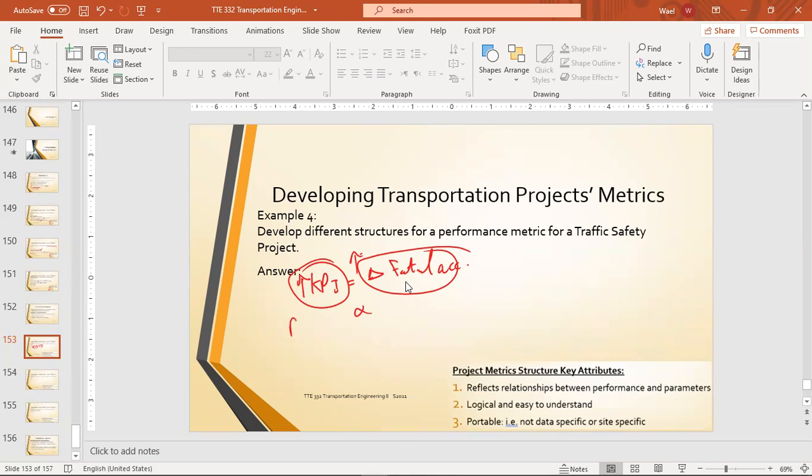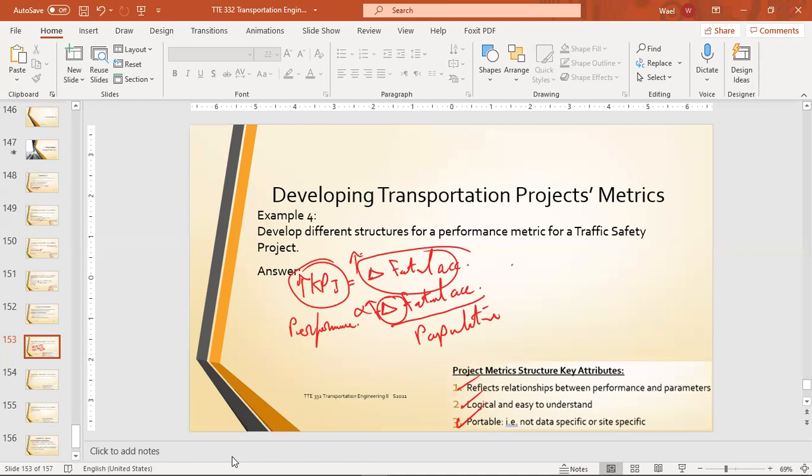So here the performance is directly proportional to the change, or delta, in fatal accidents. If the delta is negative, an increase by reduction, that means the performance is improving, or there is a higher performance. Okay, so it reflects a relationship. Is it logical and easy to understand? Yes. Is it portable? Here, in this form, it's basically location specific, but if we divide it by population, then it's normalized. Then we can say this is acceptable.